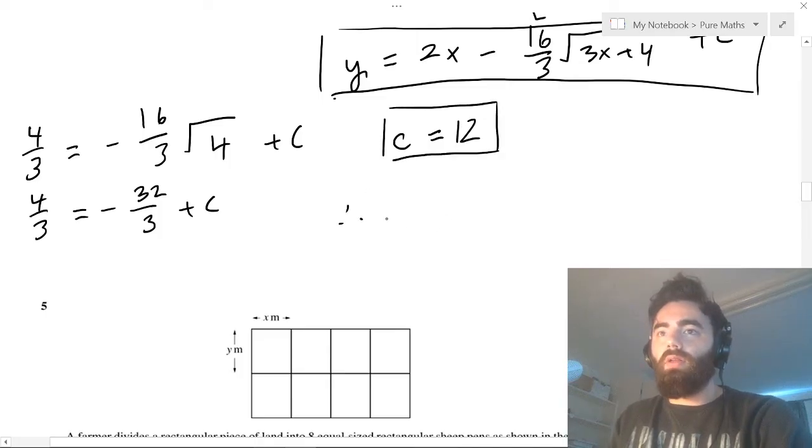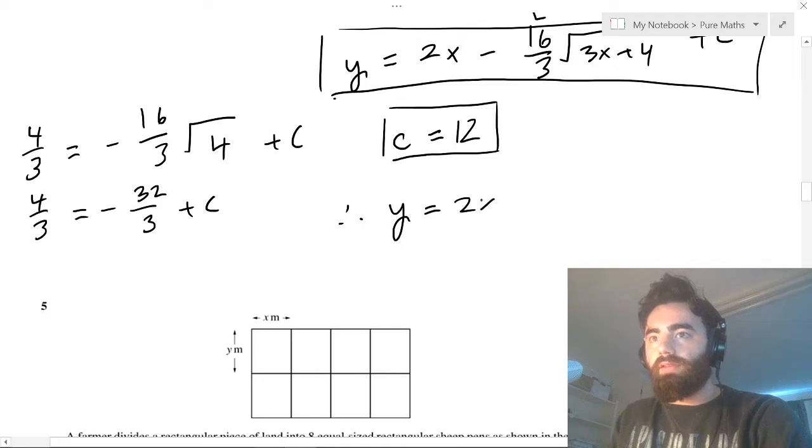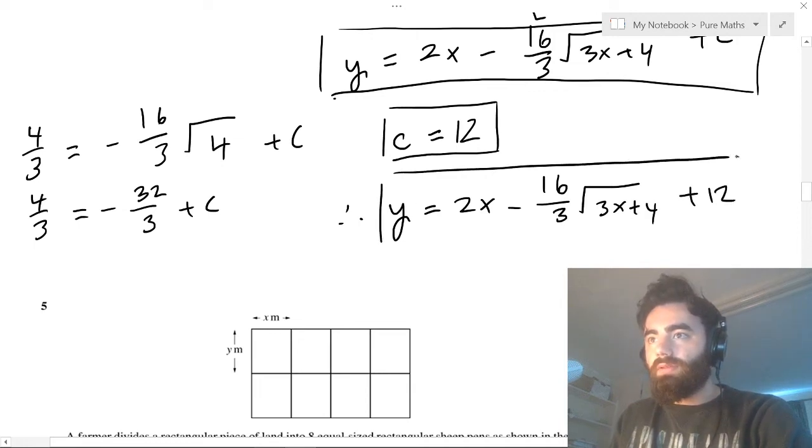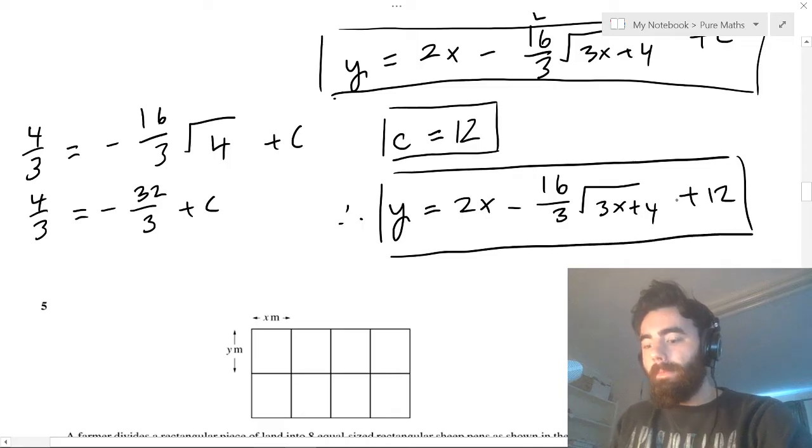So therefore, the final curve is this. It's kind of ugly, but that's what it is. So that's your final curve. Boom!